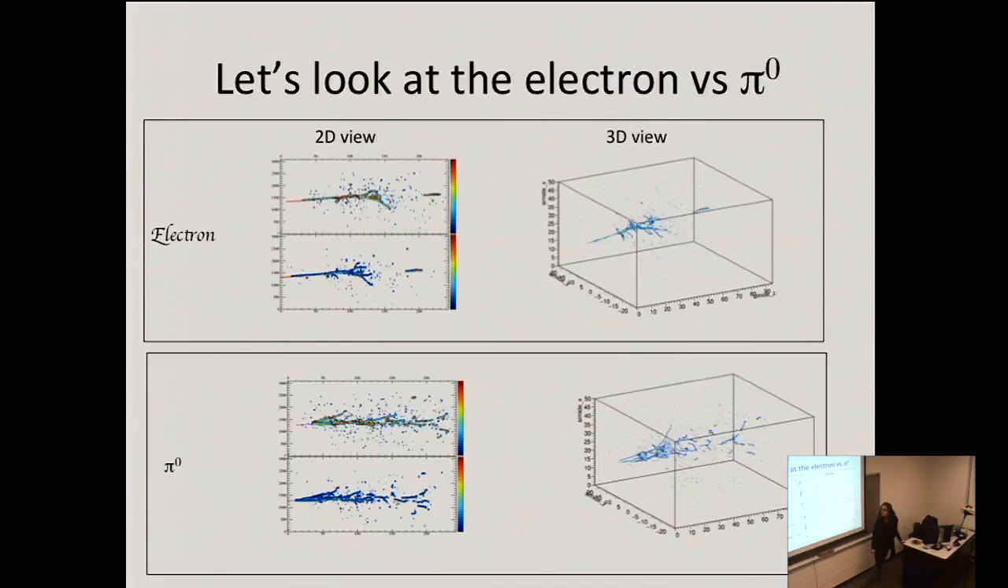So you see, who can say the difference between electron and pi zero from top and bottom? How soon it interacts? How deep in the detector it interacts? Yeah, but you see the difference in the picture. Do you see any difference? Where?